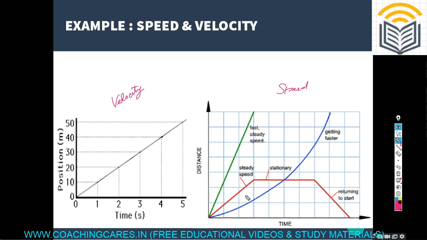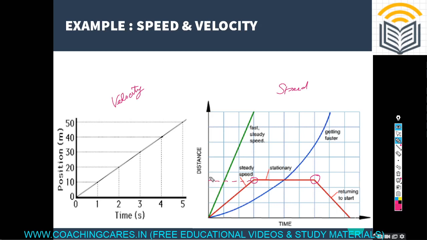Now we'll see the red color graph. You'll visualize this straight line, this steady sloped line. It is indicating the steady speed. And if you see the straight horizontal line from this point to this point, this graph line is horizontal and it is not changing. I mean, the distance is not getting changed in this region.